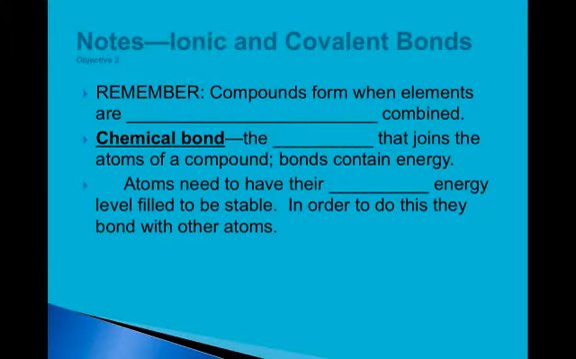In the last set of notes, we talked about compounds. For example, we talked about NaCl, salt, sodium and chlorine coming together and being bonded. Compounds are formed when elements are chemically combined. And to be chemically combined, they have what's called a chemical bond. That chemical bond is a force that joins the atoms of that compound. So the sodium and the chlorine are bonded together by a force that holds them into that compound.